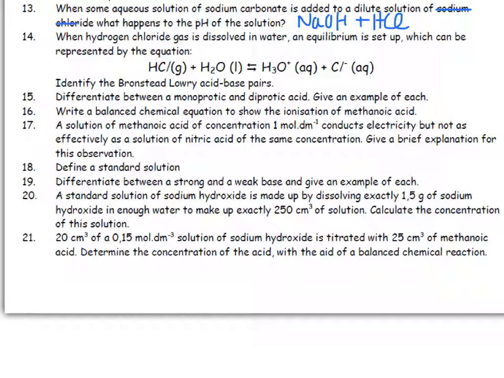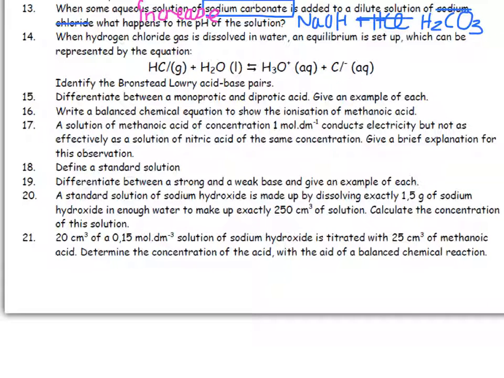So the pH is already at around 7. Sodium carbonate comes from sodium hydroxide and carbonic acid, which is H2CO3, and it's a weak acid. That means that this particular salt over here is a basic salt. That means that the pH is going to go towards basic. But what does that really mean? pH is going to increase because basic is above 7. So then what's going to happen is that pH will increase.